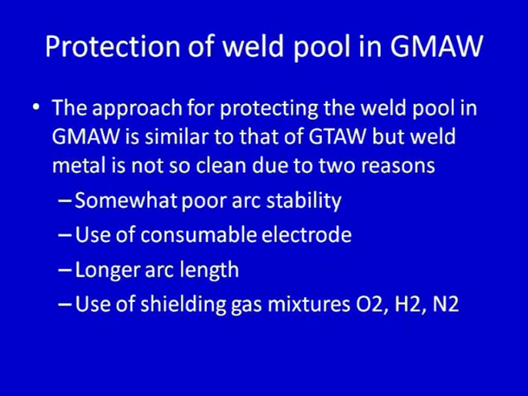One is somewhat poor arc stability. Poor arc stability in the GMAW process is due to the use of the consumable electrode material. Since the electrode tip is consumed continuously during the welding, the arc is not formed as stable and stiff as it happens in the case of the GTAW. So, the poor arc stability results in somewhat easy entry of the atmospheric gases in the weld region, and so it decreases the protection of the weld pool from the atmospheric gases.